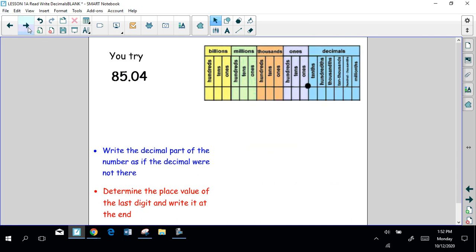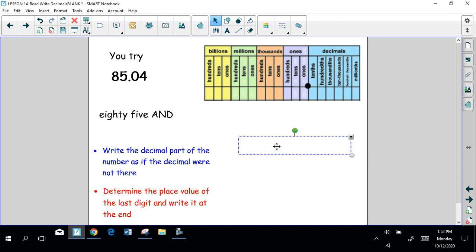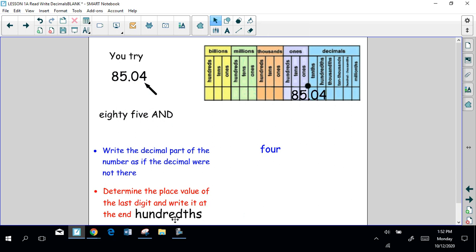You try 85.04. Remember to read the whole number, 85 point, first, and that's read as 85 and. How about the decimal part, 0.04? Remember, we go past the decimal, and then we're just going to read 4. Determine what place value the 4 is in. It's 2 places past. You can drag it in if you need help. It's hundredths. So the decimal part is read 4 hundredths. Our final answer: 85 and 4 hundredths.